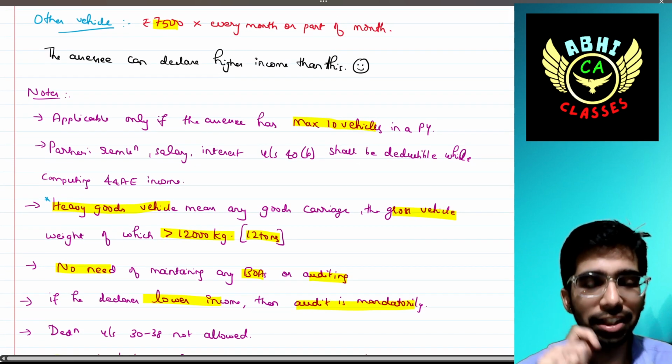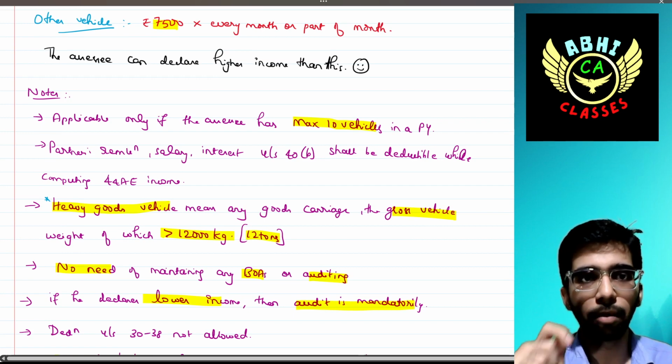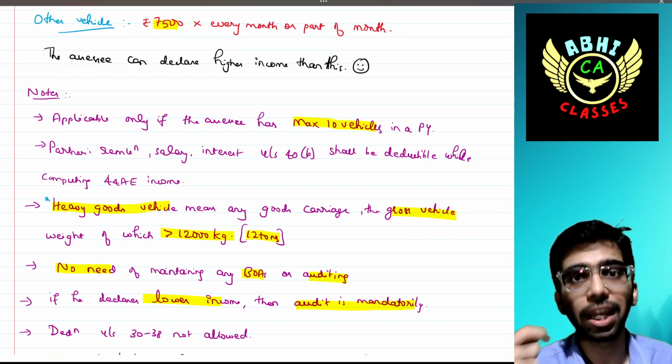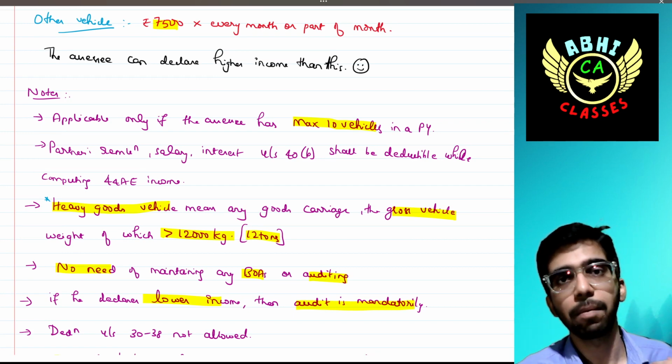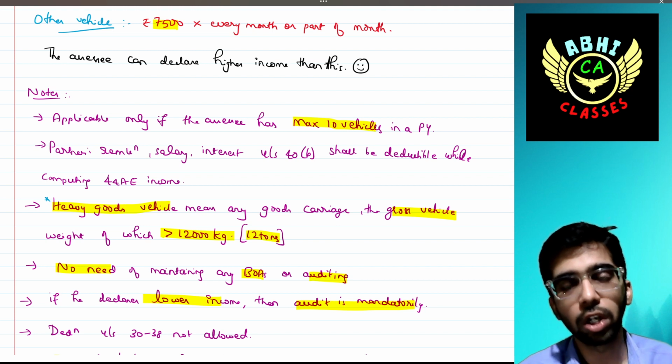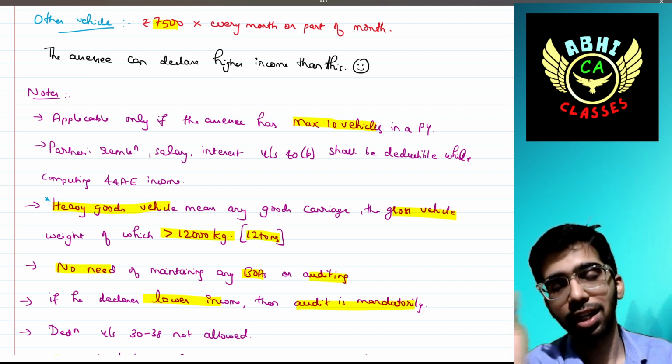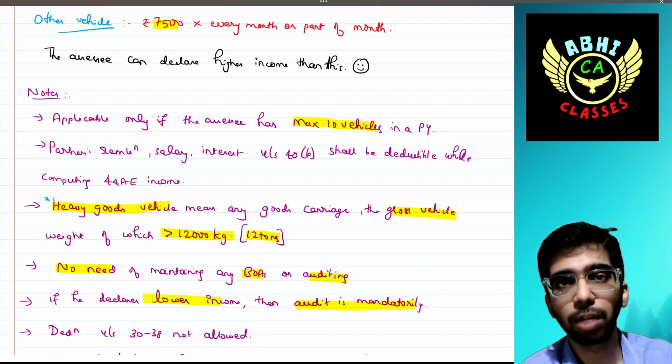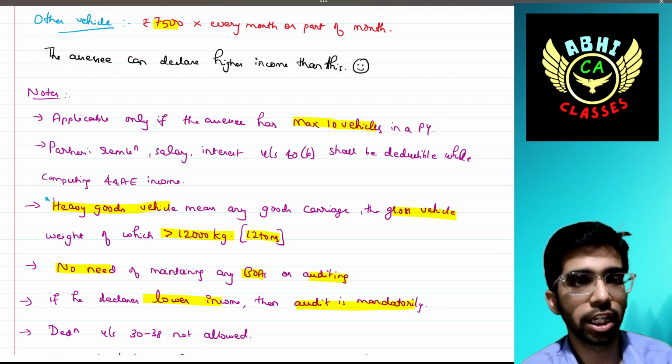There are some notes. Section 44AE is applicable only if the assessee has a maximum of 10 vehicles in a previous year. If I am having 11 vehicles, then for me 44AE is not applicable. I need to get my books of accounts audited if any of the criteria is met, that is more than 10 crore or 1 crore as the case may be.